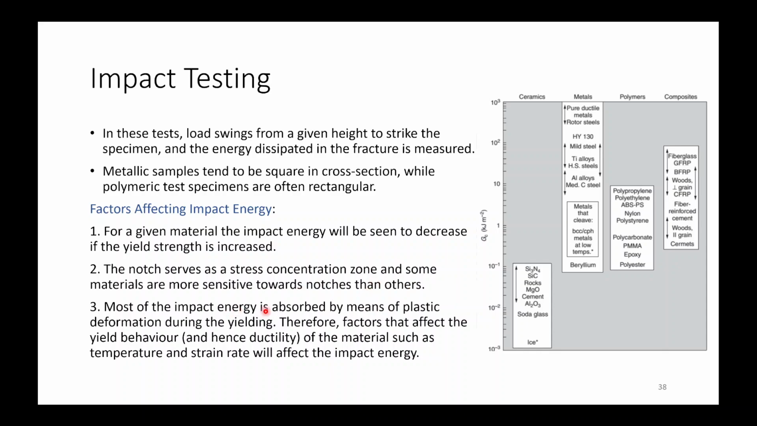Most of the impact energy is absorbed by means of plastic deformation during yielding. Therefore, factors that affect the yield behavior and hence ductility of the material, such as temperature and strain rate, will affect impact energy. So if we are performing this test at very low temperatures, then it will show low impact toughness, and strain rate will have a similar type of effect. If we are increasing strain rate a lot, then it will act as a brittle material and will show less impact toughness.